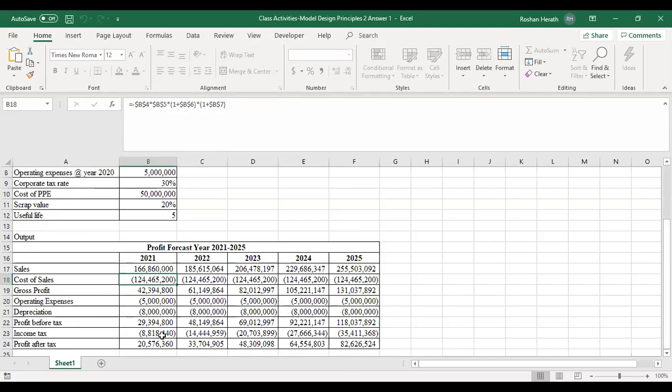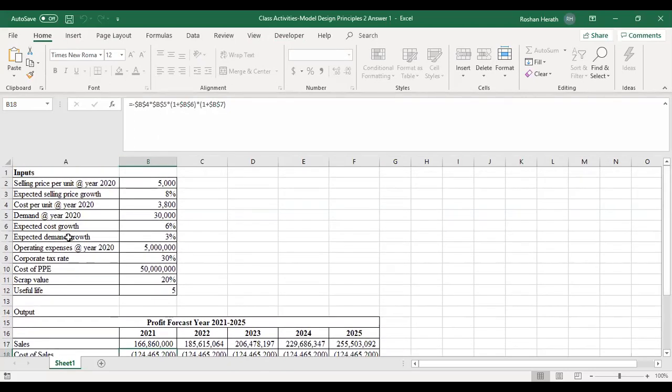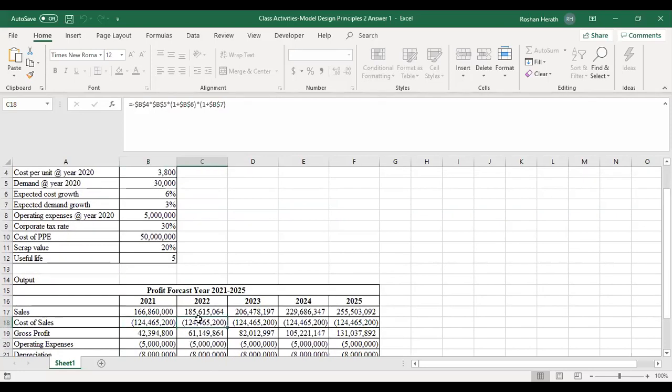In that case, Roshan, you got the same answer, no? Yeah. Because for the cost of sales, there were no growth rates there. You got the same values, no? Expected demand, cost growth, is there something gone wrong? Seems so. Because now our cost calculation, basically the first year cost from the cost per unit is 3,800 per unit, no? Yeah, let me multiply that by the number of units.